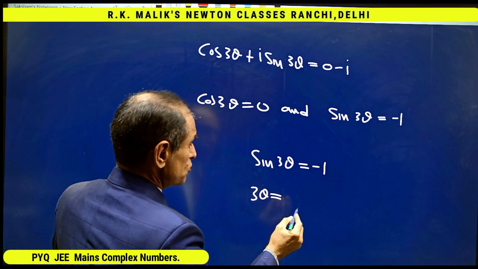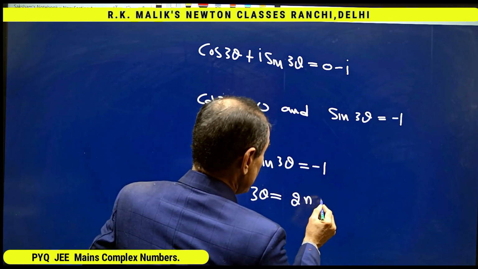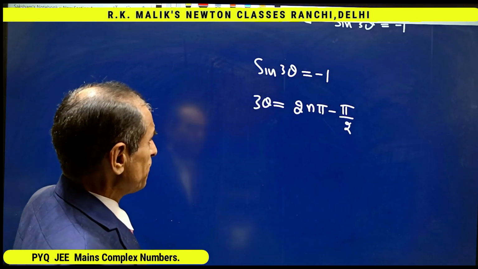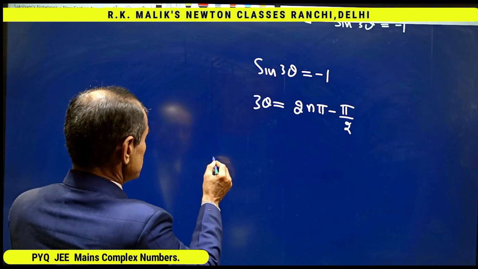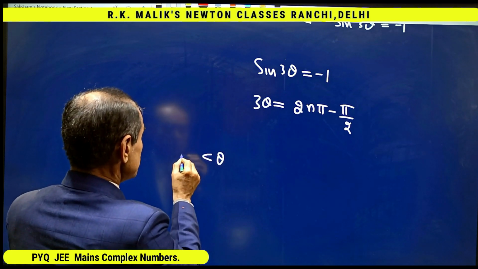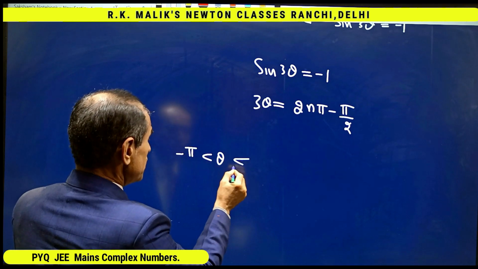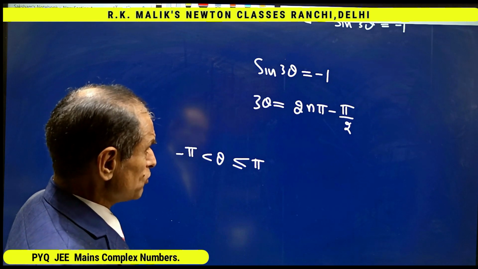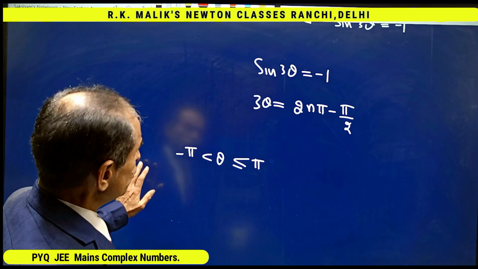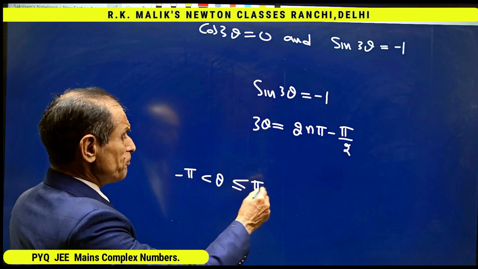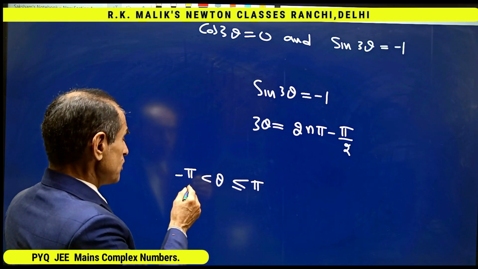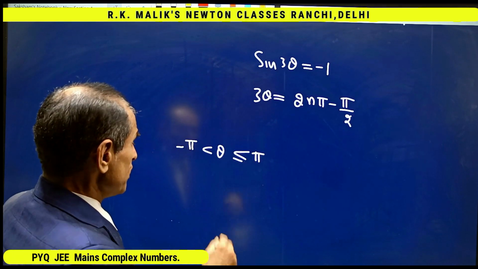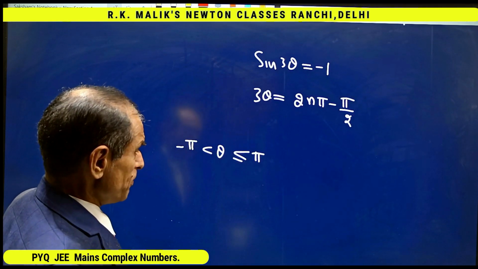That is, 3 theta is equal to 2n pi minus pi by 2. And keeping in mind that theta lies between minus pi and pi, I'll find all possible values of theta. Note that if I go beyond pi or less than minus pi, I will start getting the same values, so I only take theta lying between minus pi and pi.